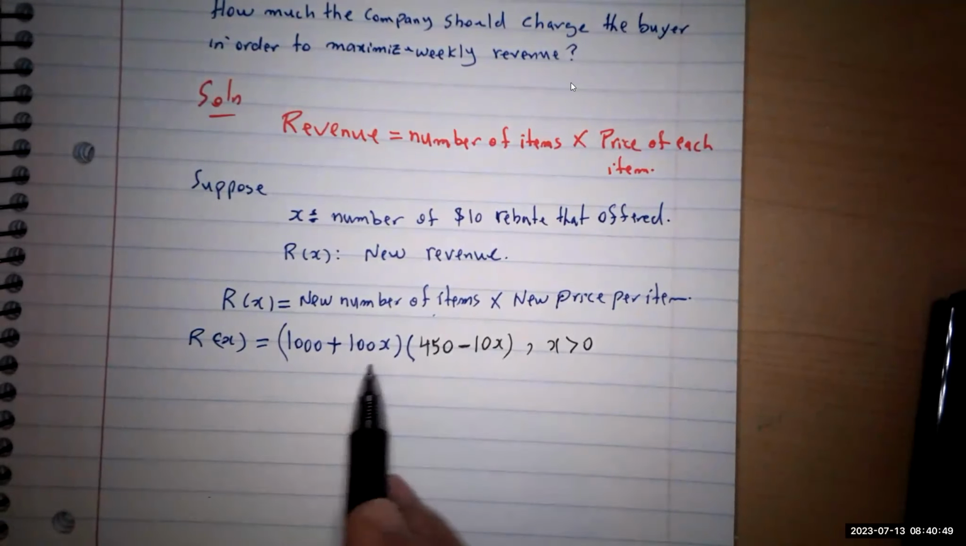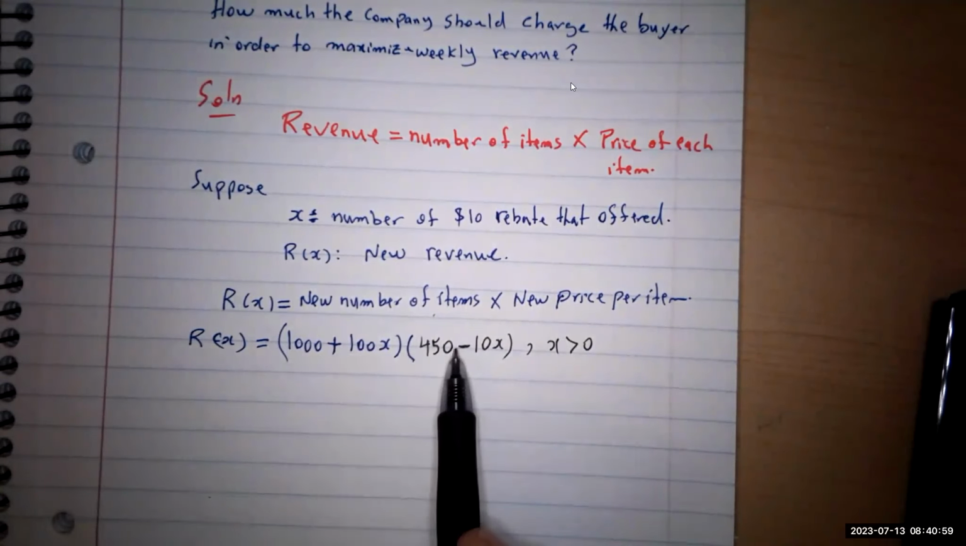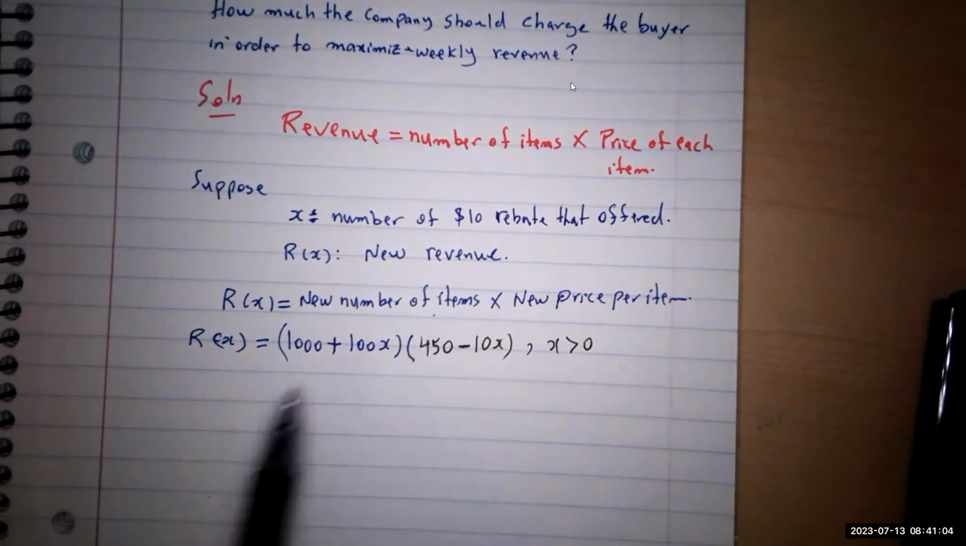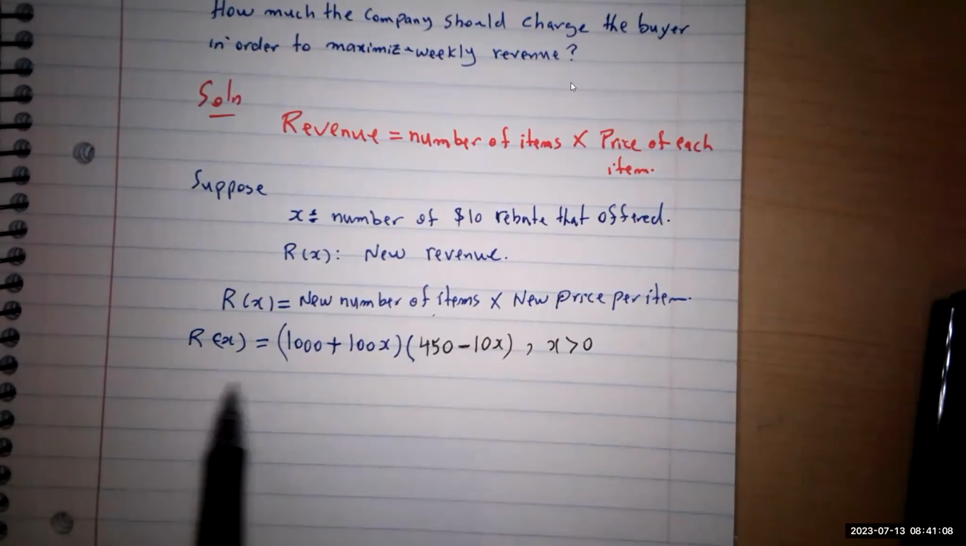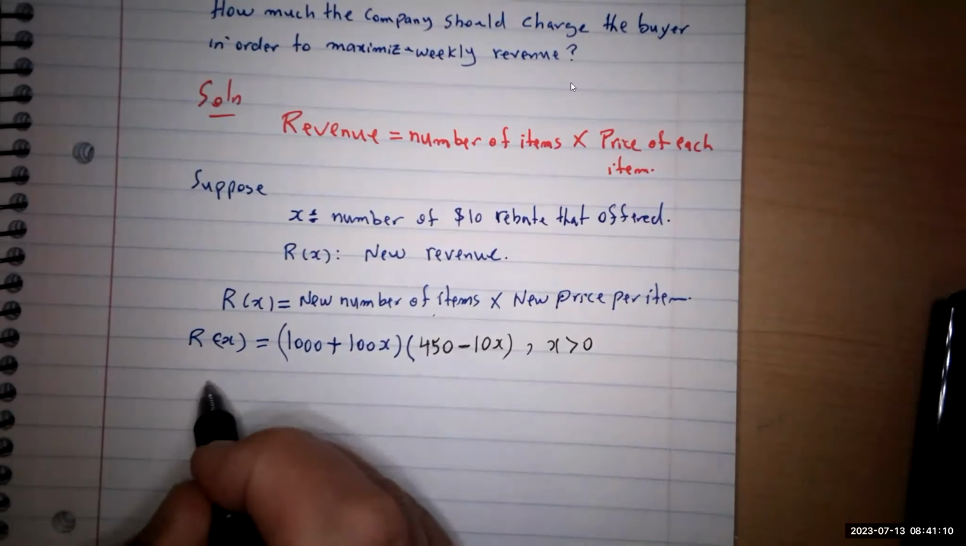Sometimes they switch this; you may offer, or you may increase the price. If you increase the price, you may lose customers. So this would be negative, this would be positive. So you read the problem carefully. Anytime they say more, it's a plus. Anytime it's a reduction, it's a negative, okay? So FOIL this one and then differentiate it.